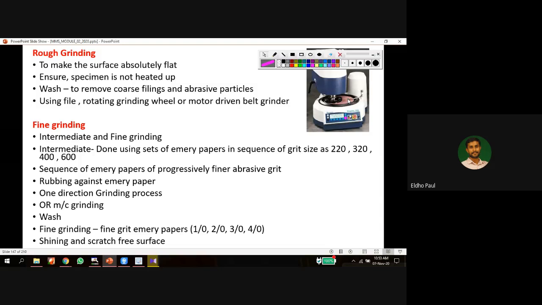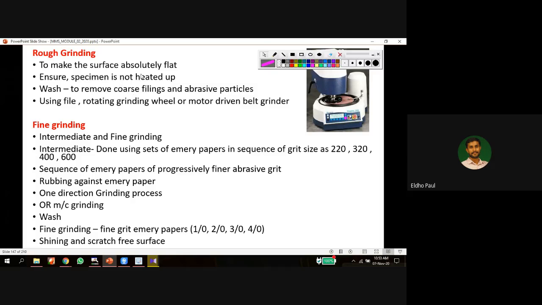You may see this emery paper for wood polishing. Emery paper comes in different grit sizes. For rough grinding, we use grit sizes of 80, 100, etc. By increasing the grit size, the polishing becomes finer. Here in rough grinding, we use emery papers with a grit size around 80, 100, 120, etc.